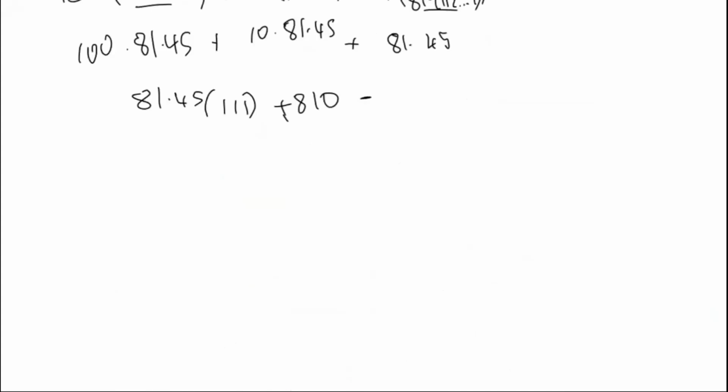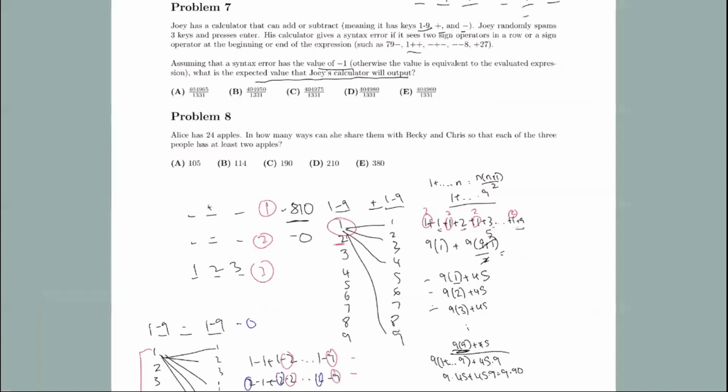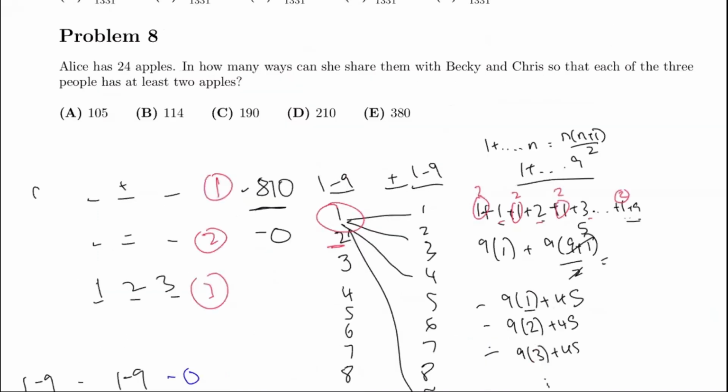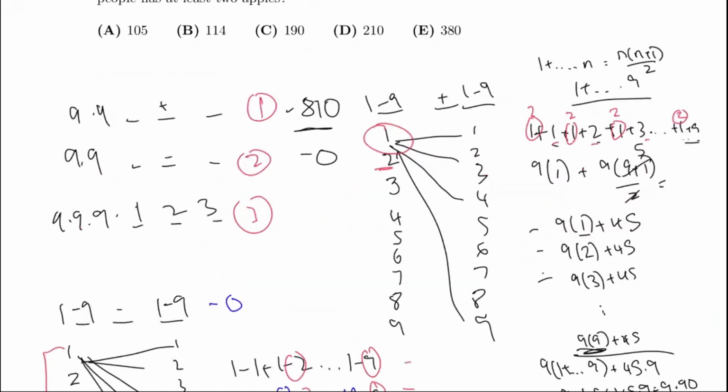So this is the total sum. And then we need to subtract some cases, right? Because there are some possible values where we'll get a syntax error, and that's a value of -1. So right here, this had 9 times 9 possible cases. This had 9 times 9 possible cases, and this has 9 times 9 times 9 possible cases, right? So this is going to be 162 plus 729. This is going to be 891.